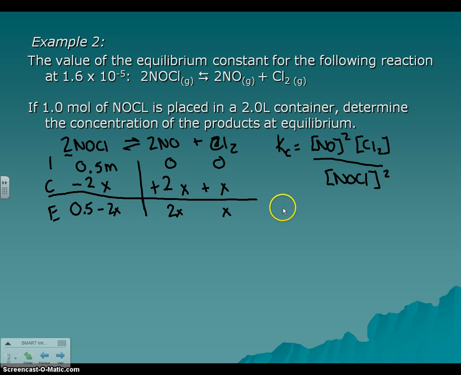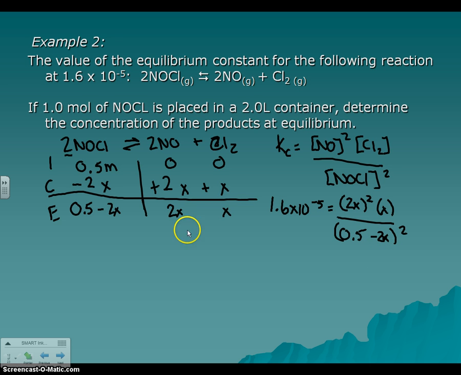And now I'm going to start plugging in my values. This time I have an amount for the Kc, 1.6 times 10 to the negative 5. My ICE table tells me what values to plug in for NO. So it's 2x, as I figured out from my table, squared, times x, divided by 0.5 minus 2x, and this quantity is squared.